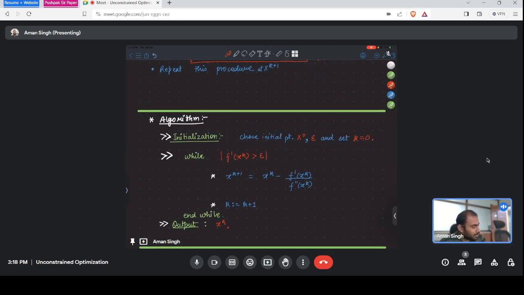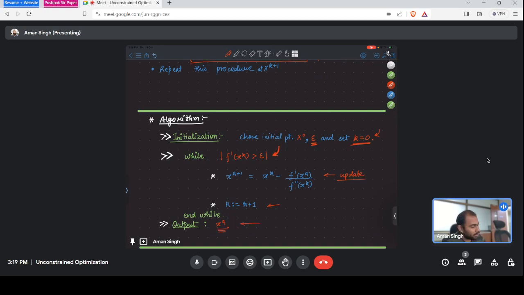So we initialize our initial point x naught, some tolerance level epsilon, and our iteration variable k equal to 0. Then we write a stopping step. If the magnitude of f dash x, the derivative, is greater than epsilon, then do the update step. This means we stop when the derivative becomes lesser than some tolerance level. You update the next point to be equal to this and update the iteration variable, and at the end give the output as xk. So this is a simple algorithm.